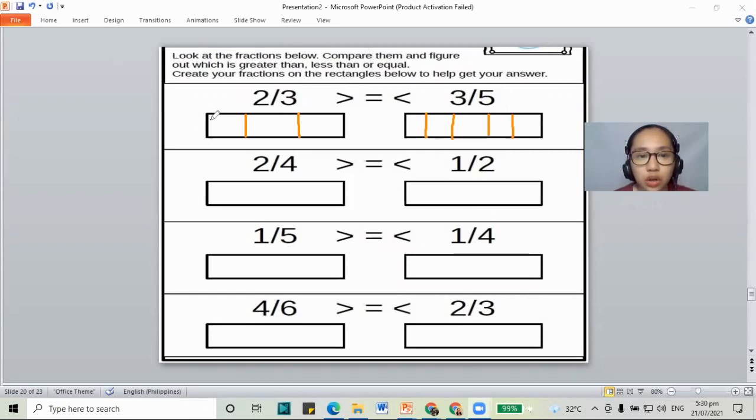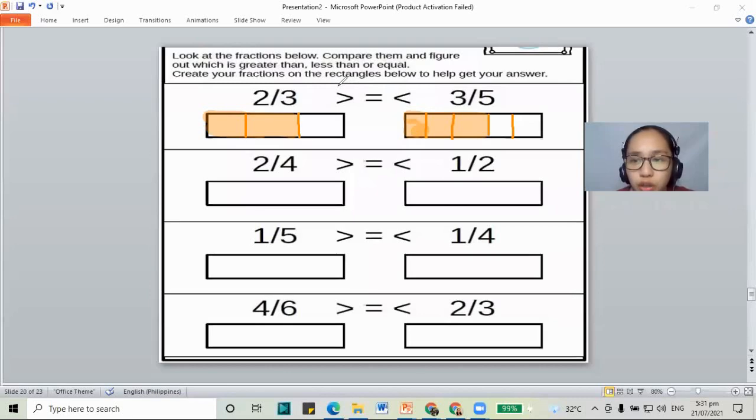How about let's color? This one is 2/3 and this one is 3/5. Are they the same? Do they have the same length in our fractions? Let's compare. The biggest one is 2/3.